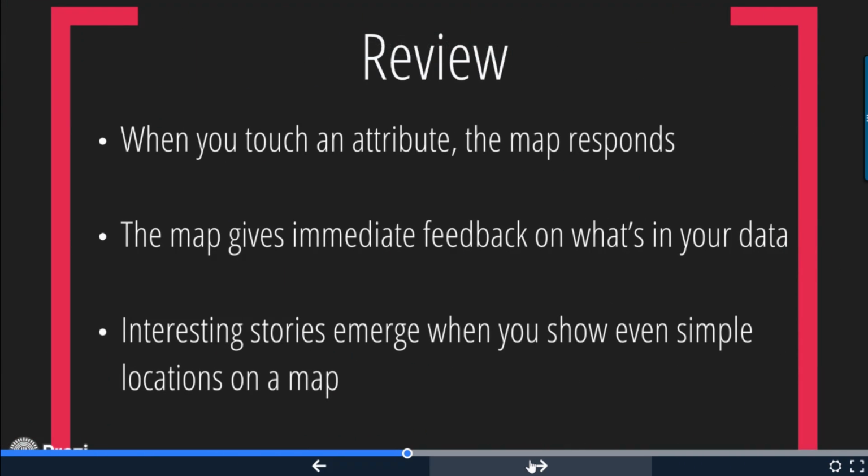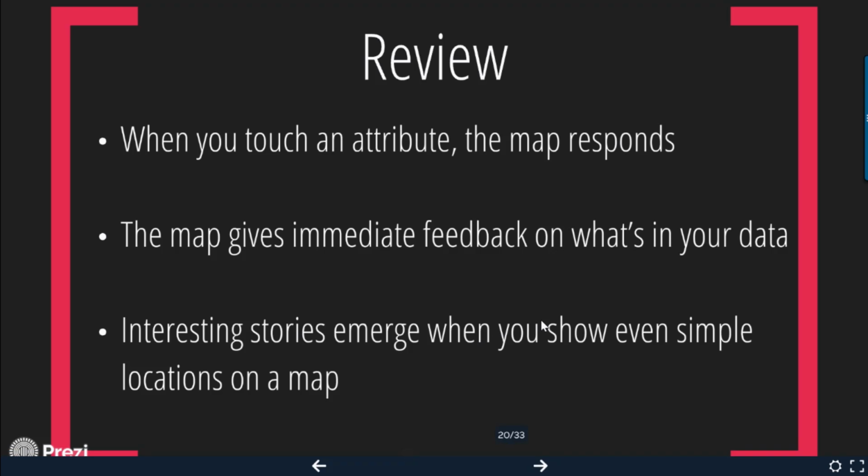Alrighty, so we just mapped where and what. So quick review, anytime you touch an attribute, the map immediately responds. So you get this iterative process. You can do trial and error, you can test out different colors, different schemes. It immediately gives you feedback on your data. And also, when you simply map where, a lot of interesting patterns or stories emerge.